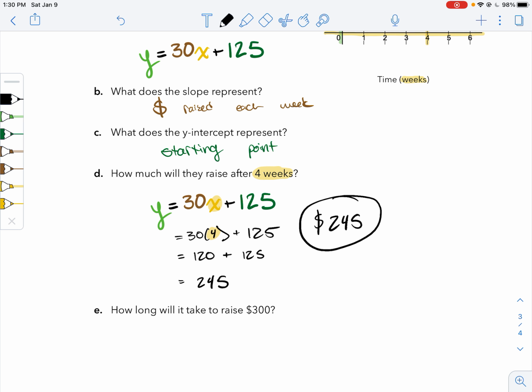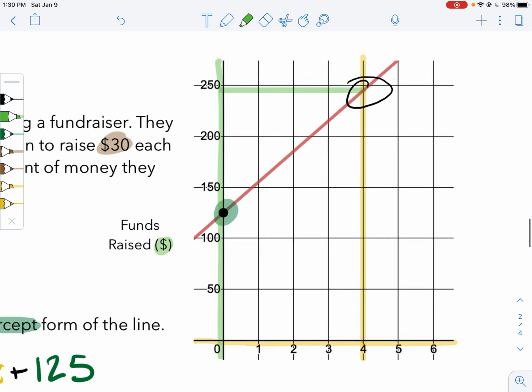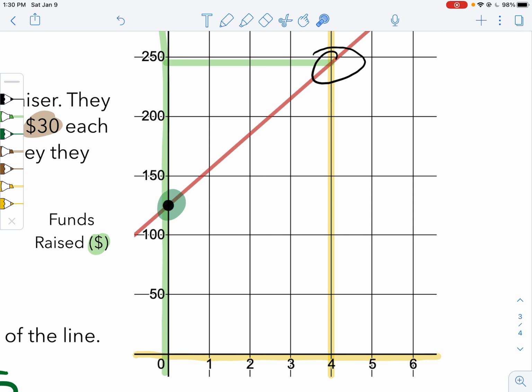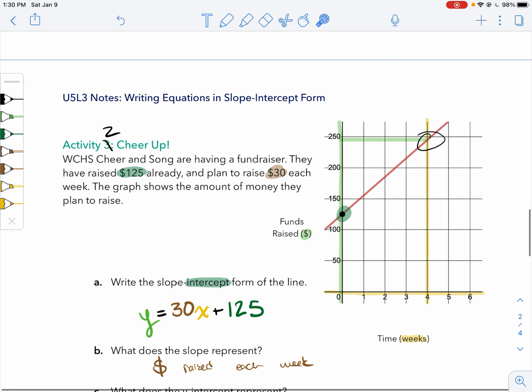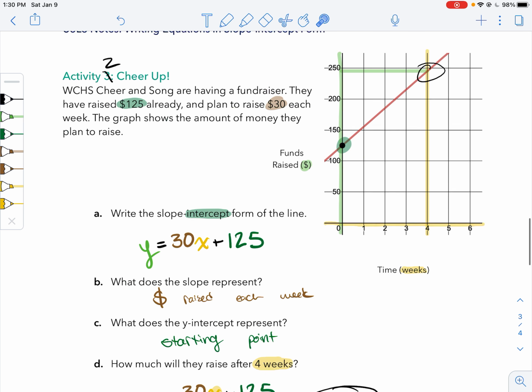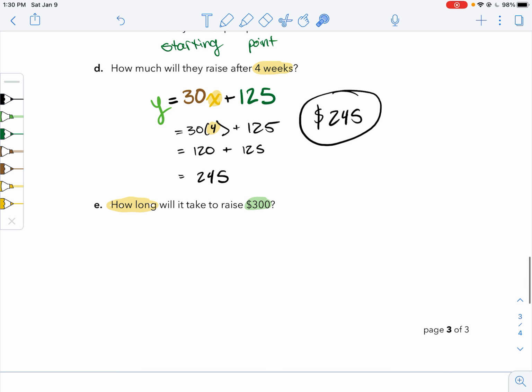Cool. And how long will it take to raise $300? So how long is a question of time. We need to figure out our time. When our money equals 300, how much time has passed? Well, we don't know because it goes off of our graph. Shoot. But we can do the same thing. We can plug it straight back in.